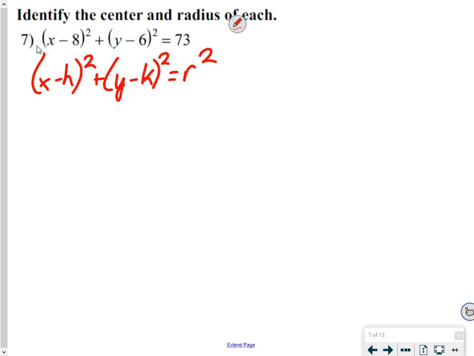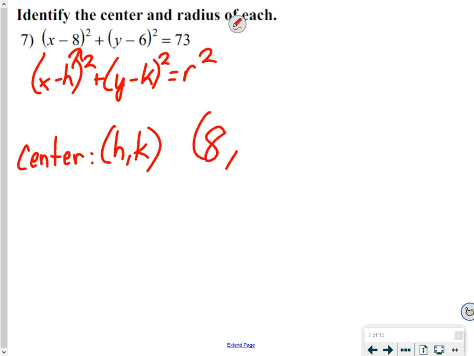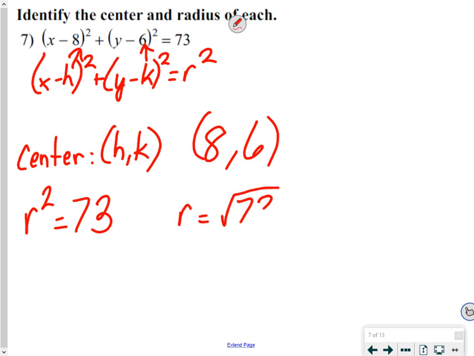So using that, we can find the center. Remember, the center is the point h comma k. All right, so our h value would be 8. Our k value would be 6. And then for our radius, we have the radius squared being 73. So all we got to do is take the square root, and we get the radius is the square root of 73. Not too difficult on those questions.